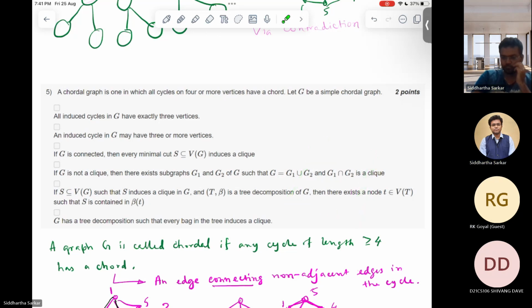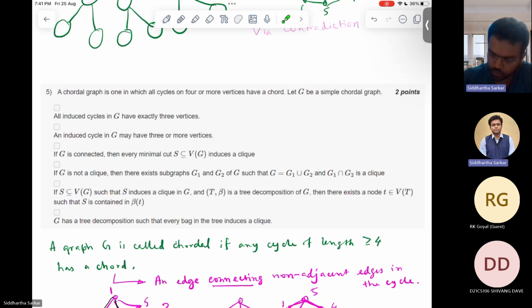No, this is not necessary. Just now, in this example, we saw a cycle of length 5 and also a cycle of length 4. So it is not necessarily true that an induced cycle in G would always have three vertices. No, wait, it's a chordal graph.